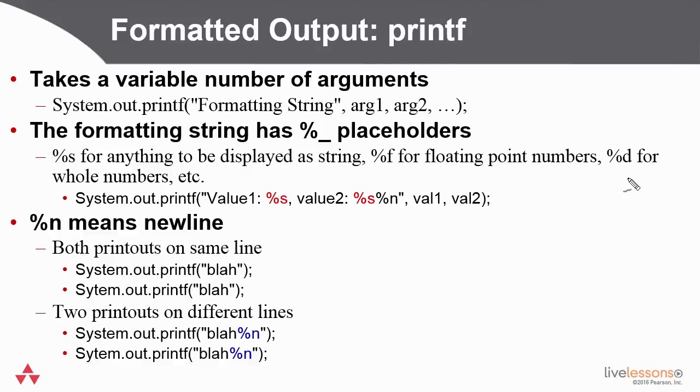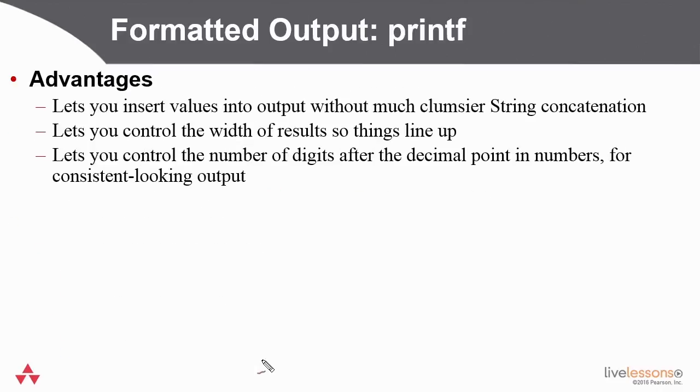Okay, it's also useful to know that %n means a new line, like a carriage return. And so if I say System.out.printf blah with no %n, then those two blahs come out next to each other on the same line. But if I put %n's at the end, then they come out on different lines. So printf with %n is like println. Printf with no %n is like print. All right, so it's just shorter than string concatenation.